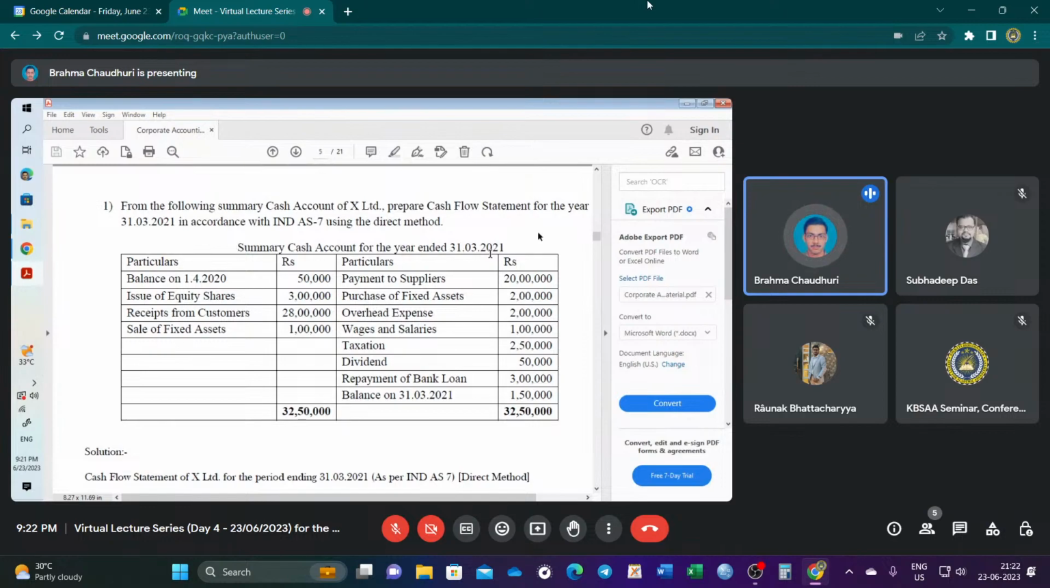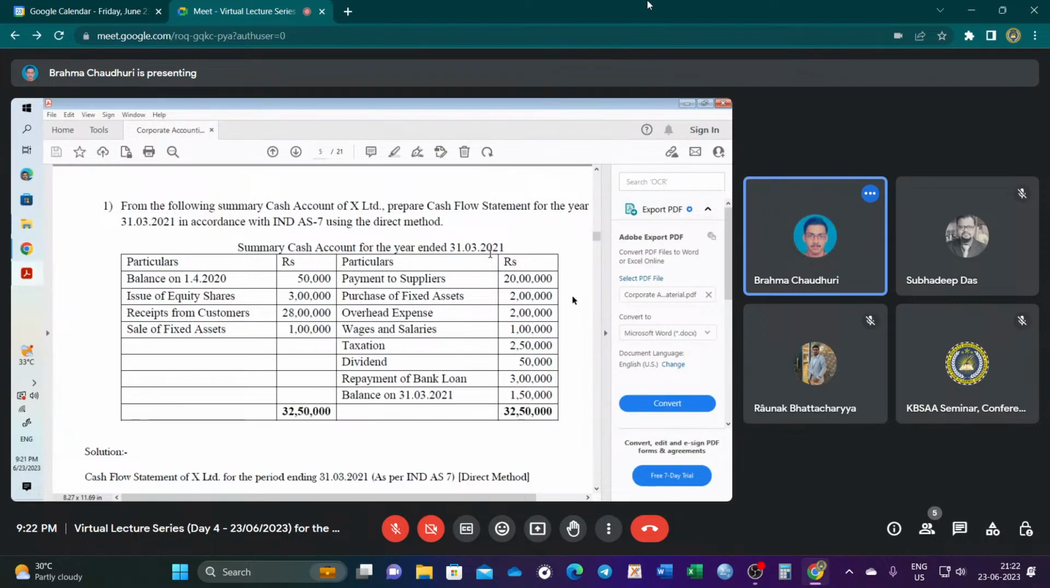So here in this problem, you just look at the receipt side of this cash account. In the receipt side, that is the debit side, you will find that there is an opening balance of 50,000, issue of equity shares of 3 lakh, receipts from customers 28 lakh, and sale of fixed assets 1 lakh. So total of 32 lakh 50,000.